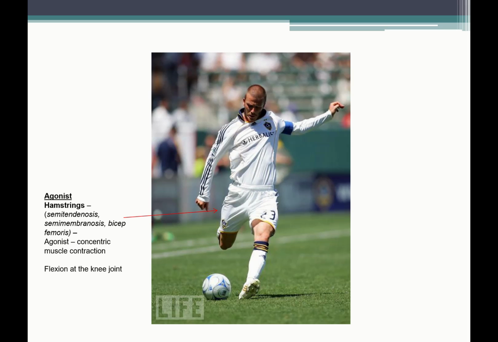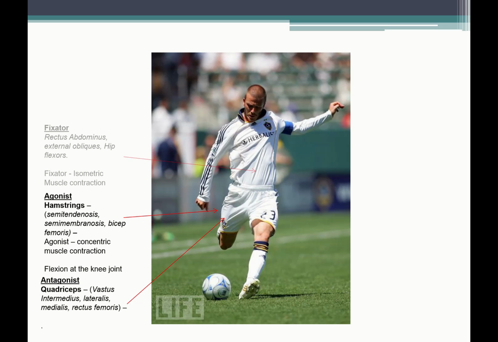Now, as we said, muscles are working in teams, and when we talk about the agonist and antagonist, we're talking about muscles working in pairs. So the antagonist, the opposite to the hamstring, is the quadriceps. The quadriceps are made up of the vasti muscles and the rectus femoris, and this is acting as a brake as David Beckham flexes his right knee.